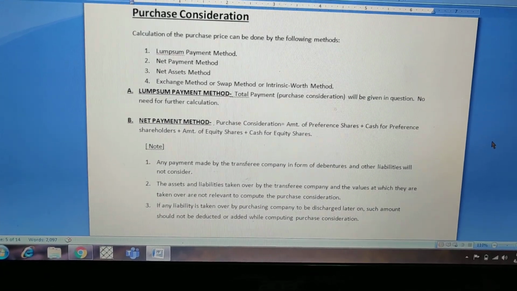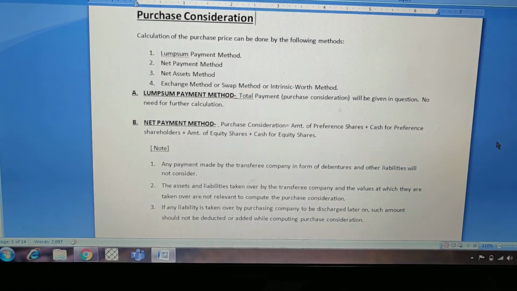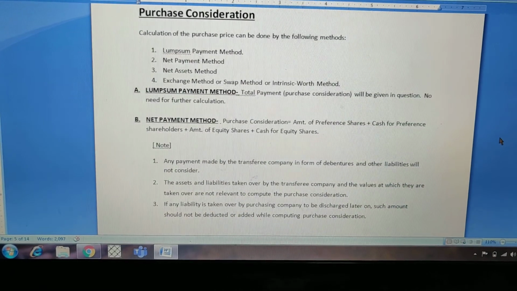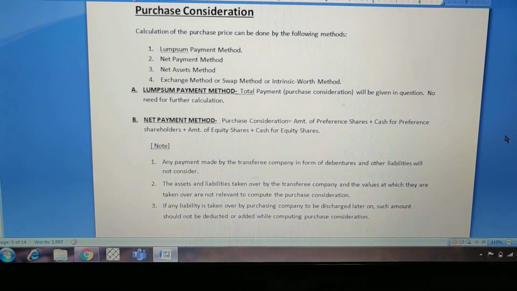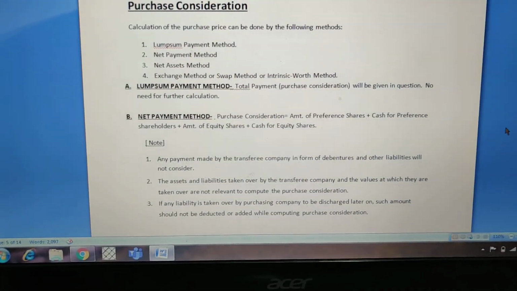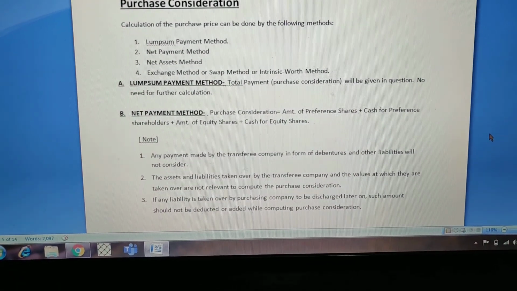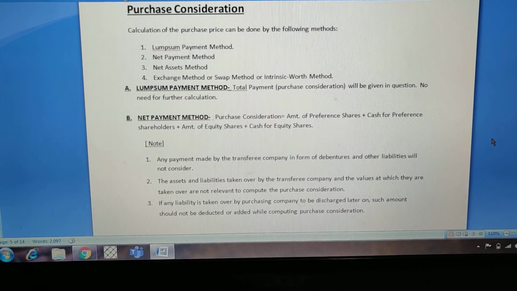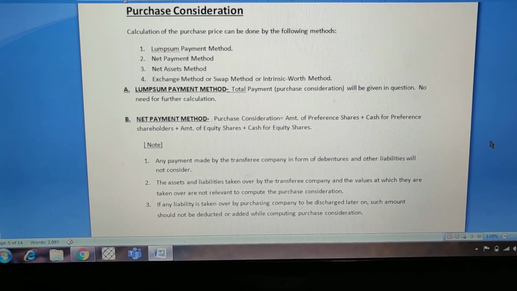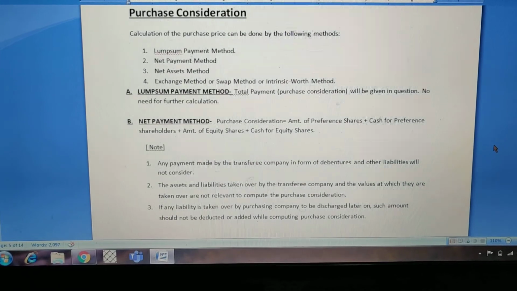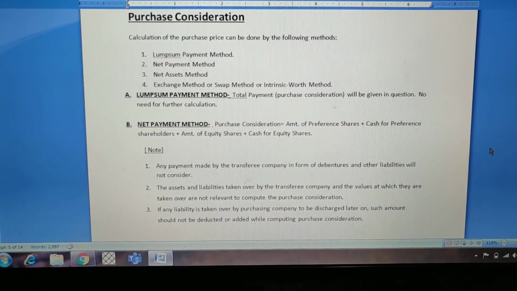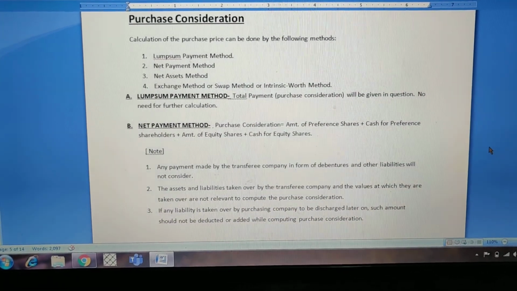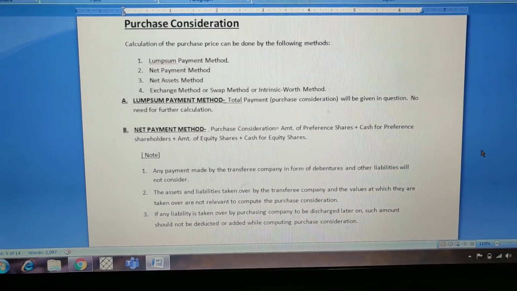Out of these four methods, you must have noticed in your last year's papers that the second method and the third method are very important. So you have to understand them very carefully. The second method is the net payment method. The third method is the net assets method. Both of these methods are very important, so mark it and do it very carefully. Please understand, the second method is your net payment method.